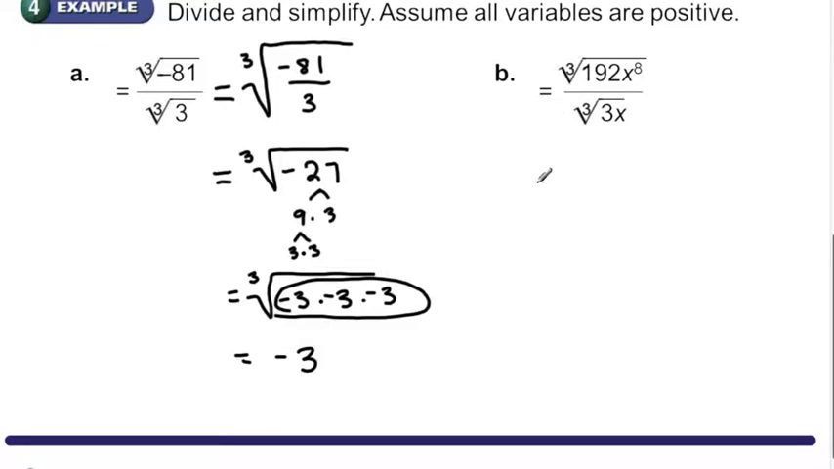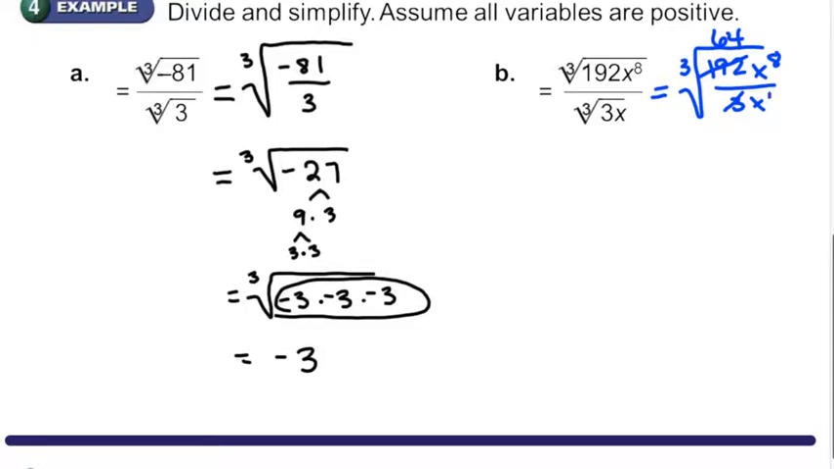Okay, over here, cubic root of 192. 1 plus 9 is 10, 10 plus 2 is 12. 12 is divisible by 3, so 3 does go into 192 evenly. And in fact, that's going to go into it 64 times. So we're going to go ahead and rewrite this first. So we've got the cubic root of 192 x to the 8th over 3x. Okay, so 3 cancels out because 3 goes in 192, 64 times.